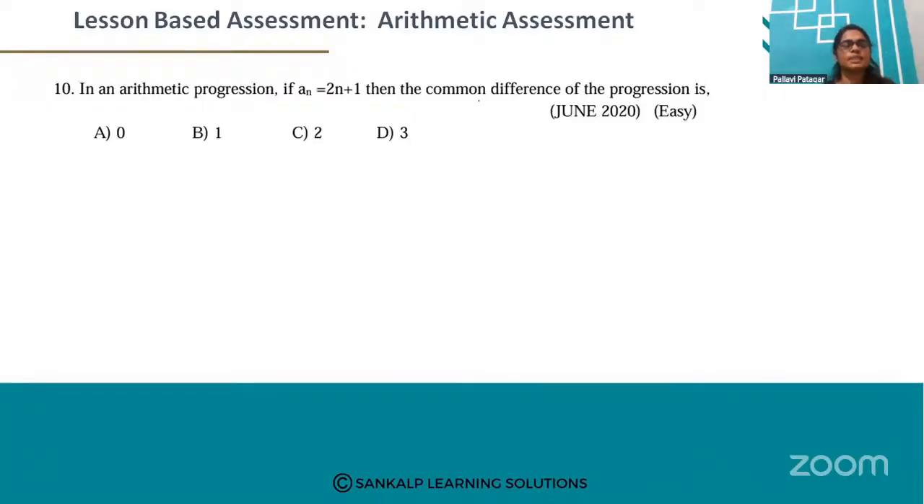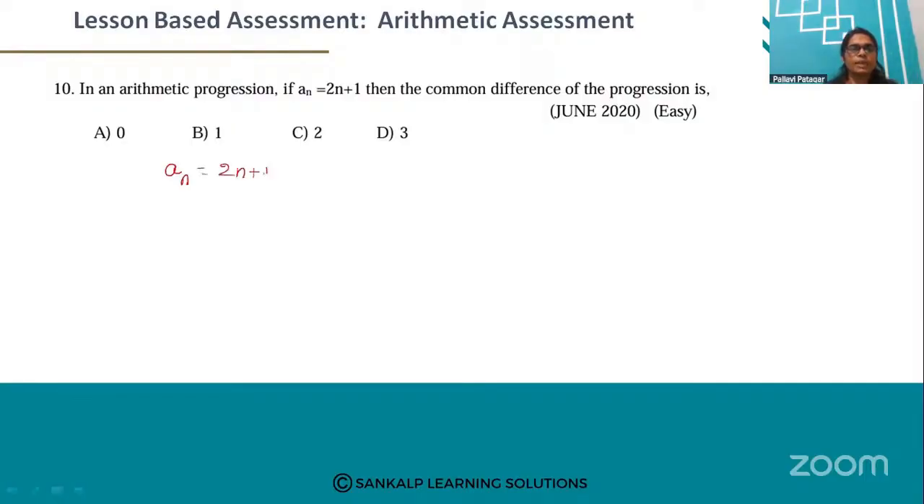Look at the question number 10. In an arithmetic progression, if an is equal to 2n plus 1, then the common difference of the progression is. So here the formula for the nth term is given as an is equal to 2n plus 1.